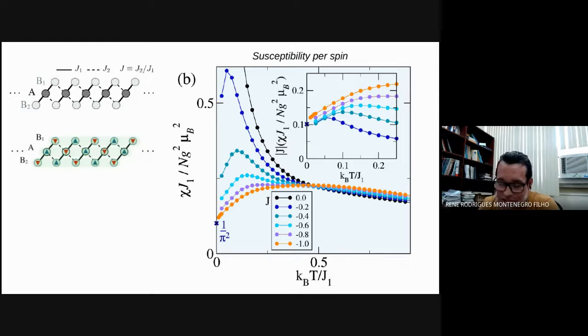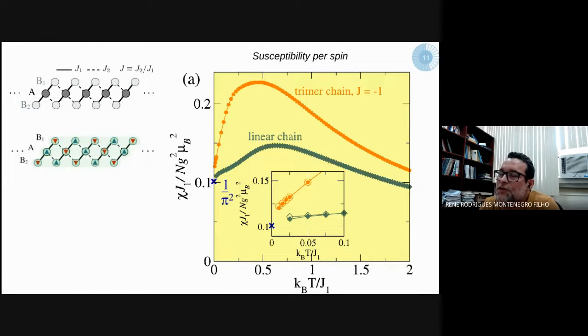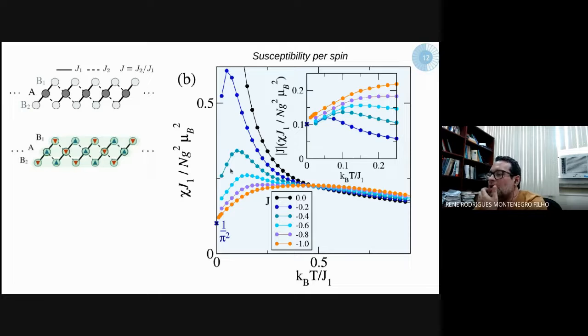And here we change. Here we have J2 equal to J1 minus J1, but in the other figure, we have changed this value of J1 for negative values too. This is the susceptibility for these values of J2. This is the J1 that we have presented. And we are decreasing or increasing the value of J2 up to 0.